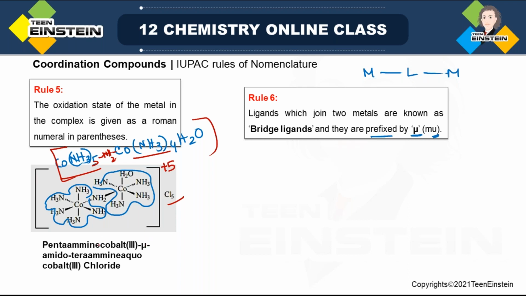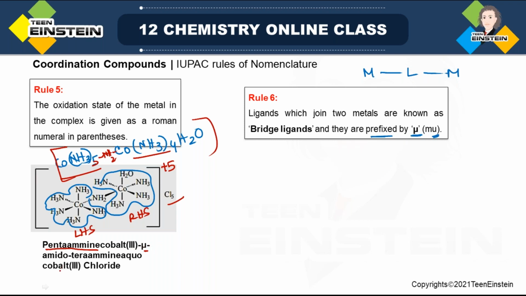And how are we writing the name? See, first write the left hand side. This is the left hand side, this is the right hand side. On the left hand side you have a total of 5 ammonia. Don't consider the bridging ligand, that will come later. So we write pentaammine cobalt(III). If you are wondering how we get the oxidation state, I am coming to that point later. Right now just see pentaammine cobalt hyphen mu, which is used for the bridging ligand.